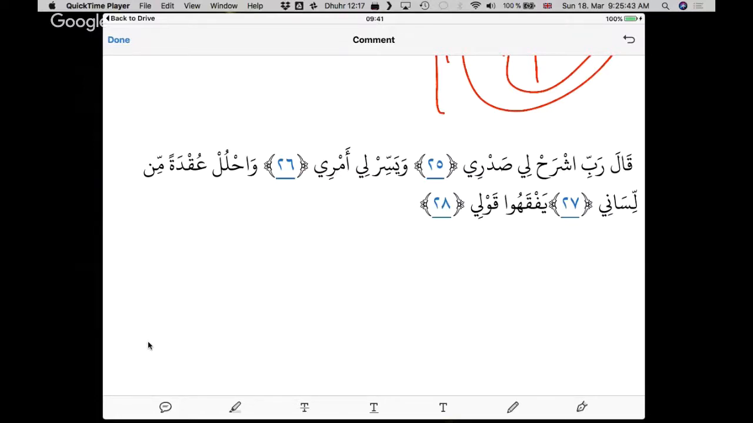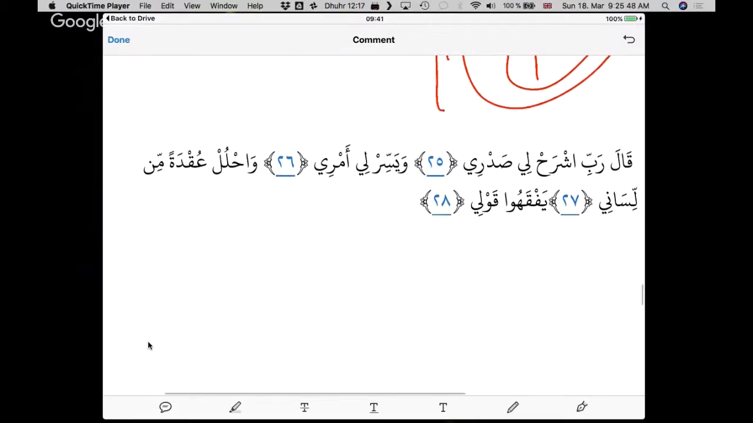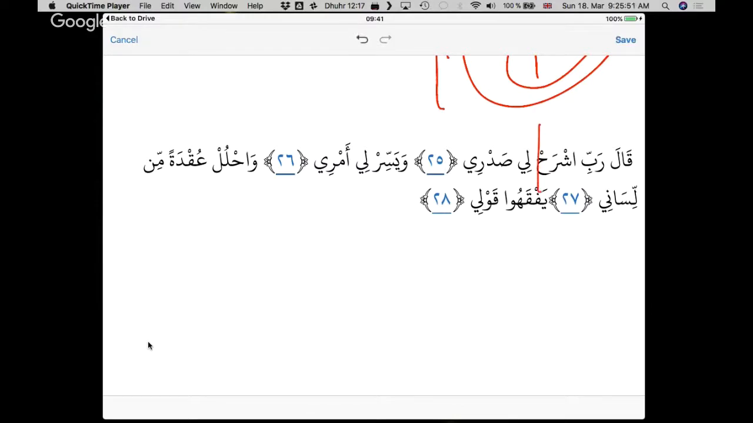So here, Rabbi ishrah li sadri. Ishrah is the command he's making use of. Ishrah li sadri, so please open my chest. Open my chest means give me that strength that I need. Wa yassir li amri. Yassir again. If you know the dua, Rabbi yassir wa la tu'assir wa tammim bil khair. Rabbi yassir. Inna ma'al usri yusra. This is the same word. After every difficulty, there is ease.